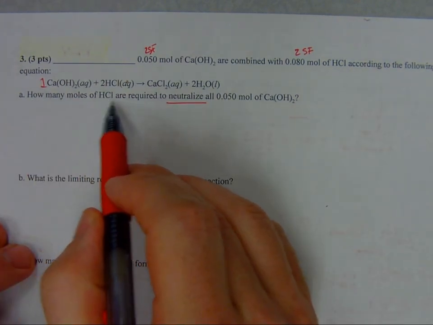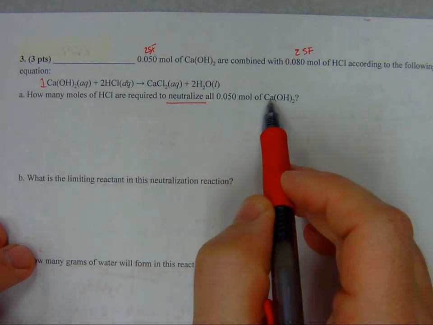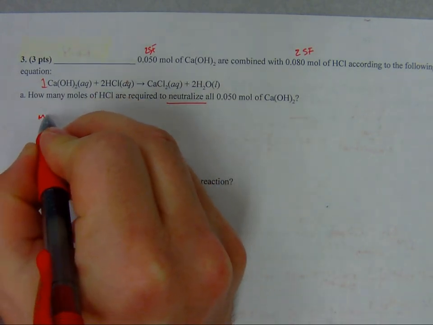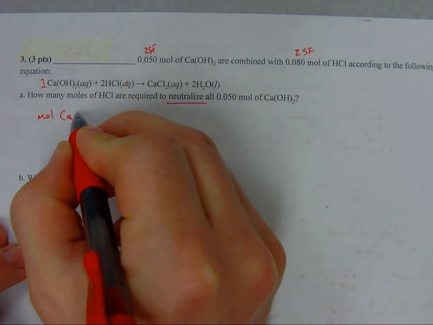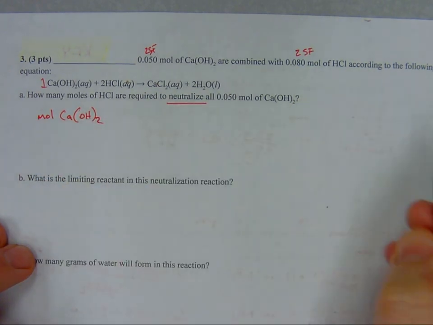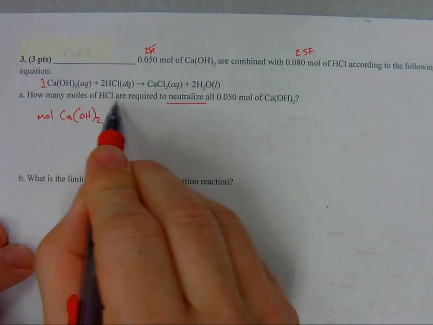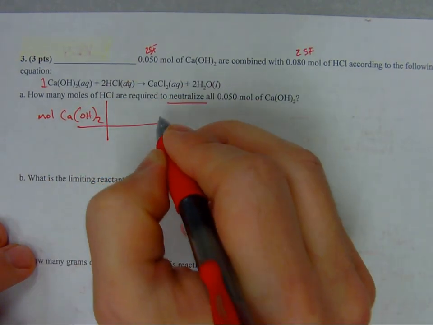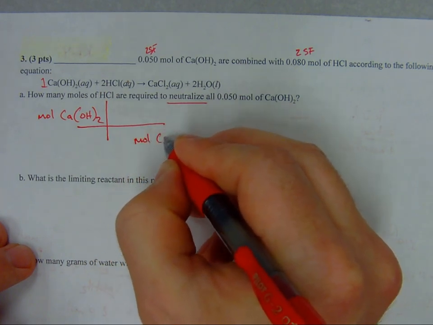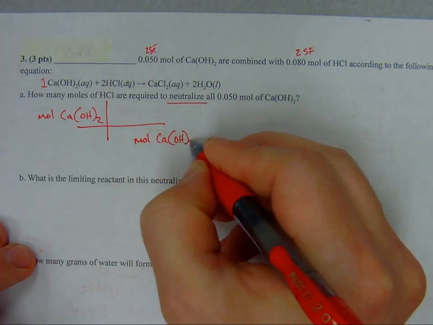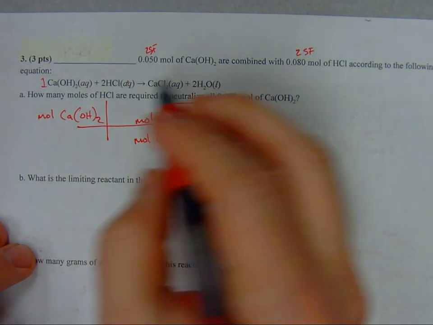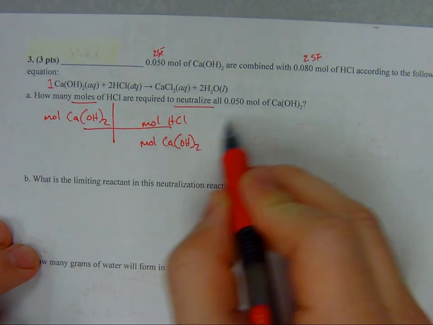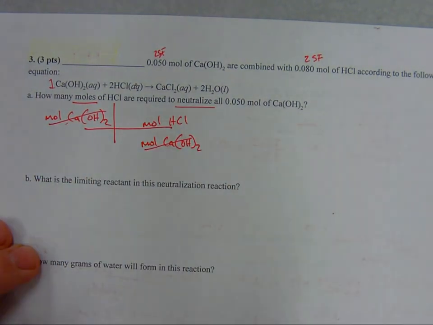First up, how many moles of HCl are required to neutralize all 0.05 moles of the calcium hydroxide? Okay, so I know that I'm given moles of calcium hydroxide. I want to know how many moles of HCl it takes to react with this amount. Simply convert from that particular reactant, the given, which is the term your book uses, into moles. Again, they're asking for moles of the unknown. Plug in some numbers. Actually, let me show you that those cancel.